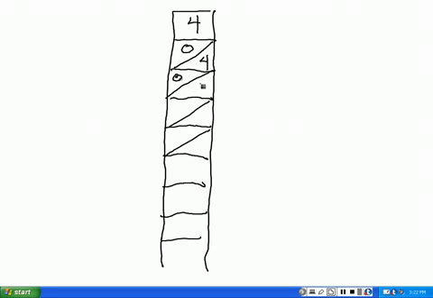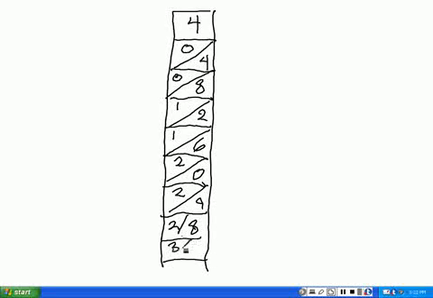and then 4 times 2, and then 4 times 3, 12, 16, 20. We keep going, 24, 28, we're going to run out of room, 32, no, that's perfect, and 36.